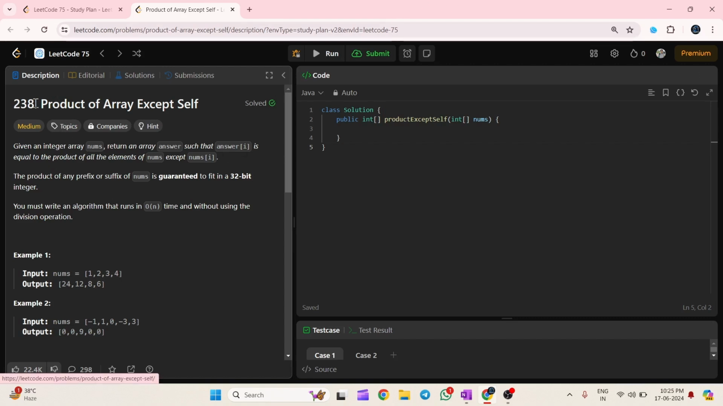The question is: given an integer array nums, return an array answer such that answer[i] is equal to the product of all the elements of nums except nums[i]. Means we have to find the multiplication of all the elements except the current ith element. The product of a prefix or a suffix of nums is guaranteed to fit in a 32-bit integer.